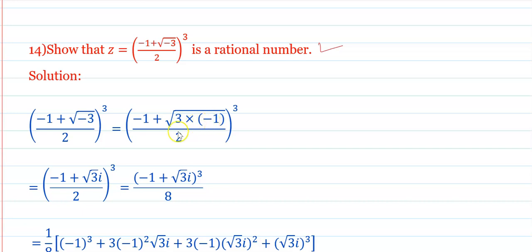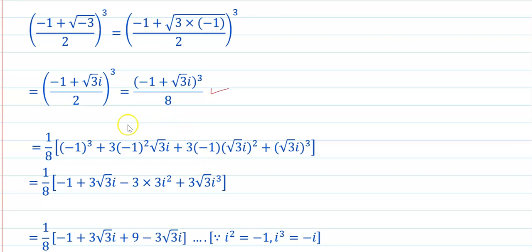मग त्याचा स्क्वेअर रूट किती आला? तर i आला. And therefore ((minus 1 plus root 3 i) upon 2) whole cube. It means that (minus 1 plus root 3 i) whole cube, 2 raised to 3 means what? 8. Okay. आता याचं expansion. This is 1 by 8, (minus 1 plus root 3 i) whole cube.